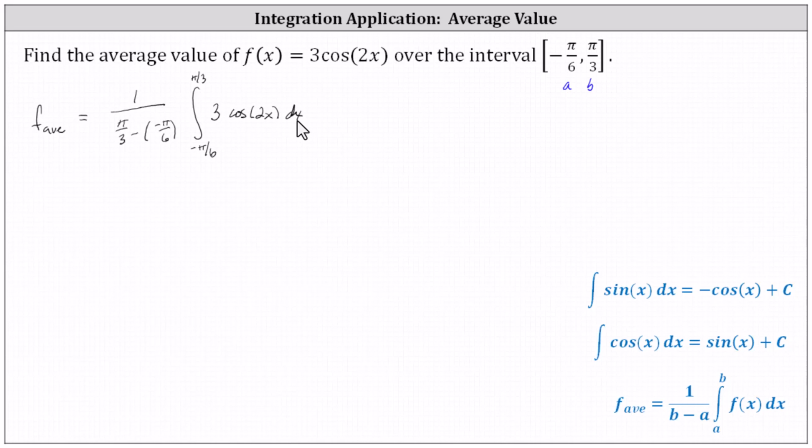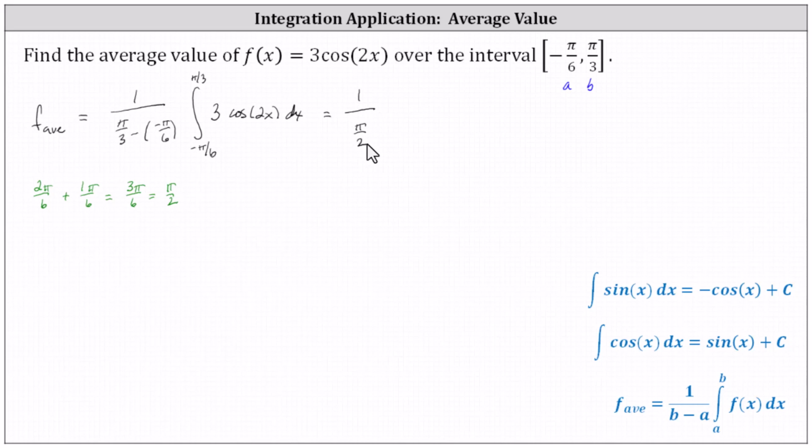Let's simplify pi divided by 3 minus negative pi divided by 6. Multiplying pi divided by 3 by 2 divided by 2, we have 2 pi divided by 6 plus 1 pi divided by 6, which is 3 pi divided by 6, or simply pi divided by 2. This gives us 1 divided by pi divided by 2.